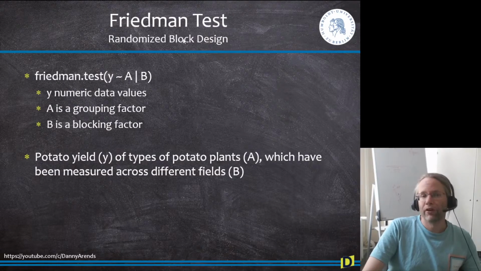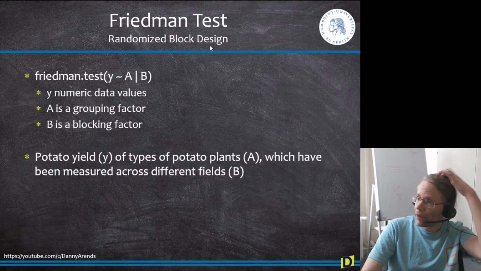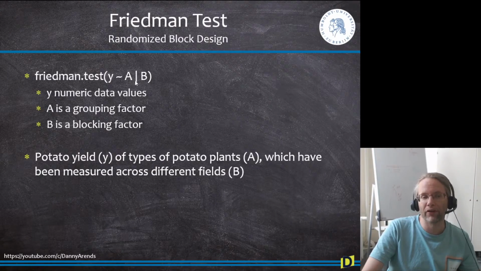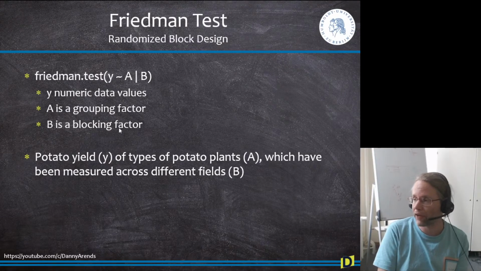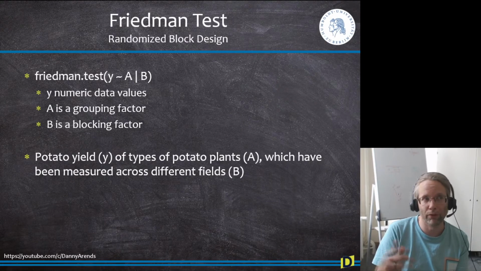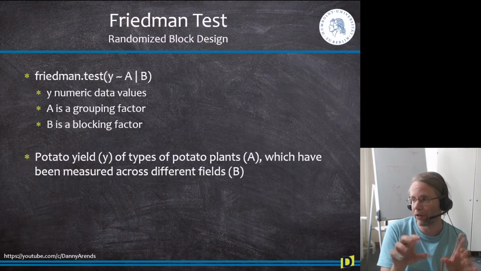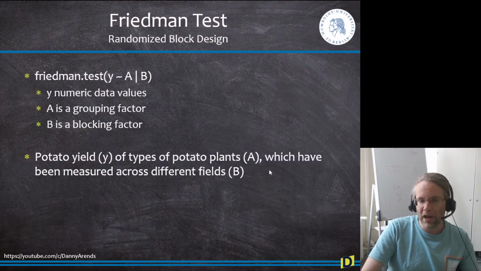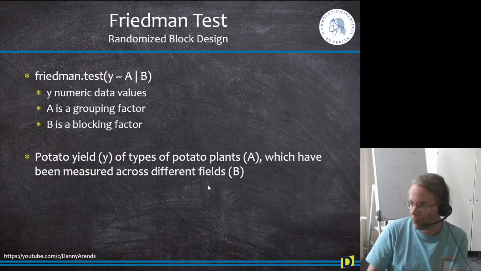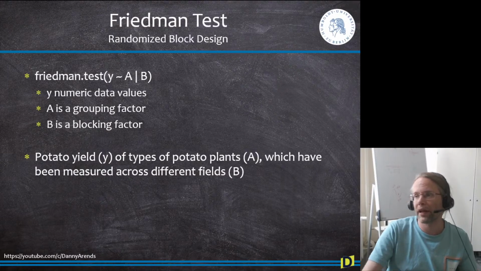Of course, you can have different non-parametric tests. So, for example, the Friedman test is when you have randomized block design. So randomized block design is when you have, for example, a grouping factor and a blocking factor. Right? So what is a blocking factor? A blocking factor is when you start repeating your experiment across different fields. For example, imagine that I have potatoes, right? And I have the yield of a potato. These potatoes belong to different types of plants. For example, I have the red potatoes, the yellow potatoes, the potatoes with these little thingies on the side, right? And of course, if I measure them across different fields, then of course I have repeated my experiment multiple times, right? And then I can use a Friedman test.